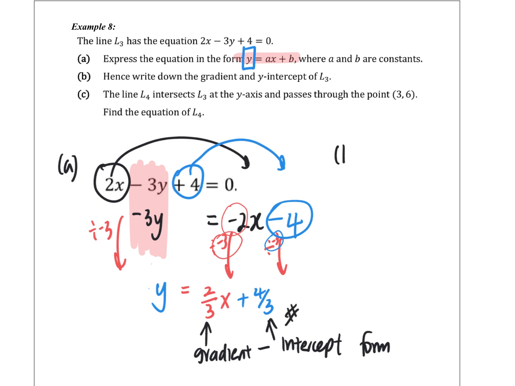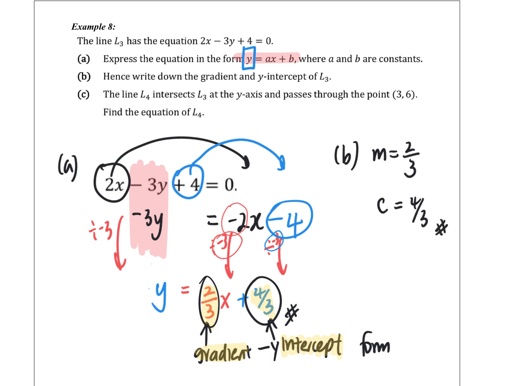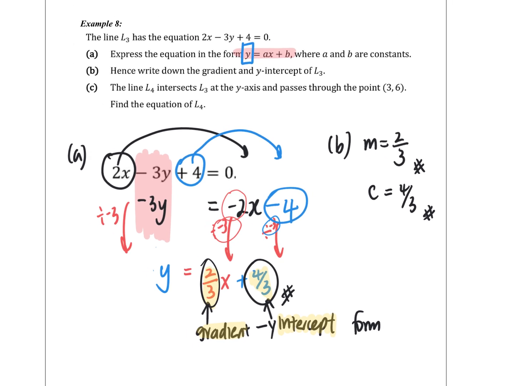Then part B even easier. They say then you tell me what's the gradient, what's the y-intercept. Just go and read. This is the gradient. This is my y-intercept. Okay, so the gradient is 2/3, which is this one. Then the y-intercept is just this. So once you get your equation out in gradient-intercept form, you basically get the gradient and y-intercept.